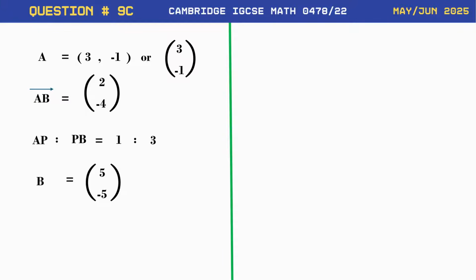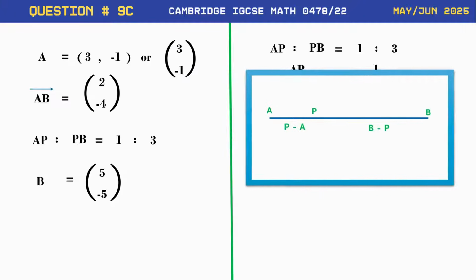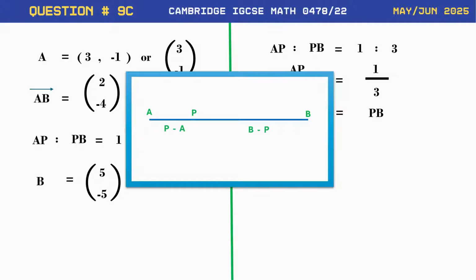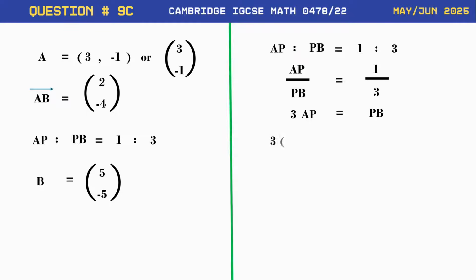Let's now focus on the given ratio between AP and PB, which is 1:3. The ratio can also be written in the form of division, like AP divided by PB equals 1 divided by 3. Let's cross-multiply and it will become 3AP equals PB. If we look at the position of P, we can write AP as P minus A and PB as B minus P. So our equation will become 3 into (P minus A) equals B minus P. Further simplifying, it will become 3P minus 3A equals B minus P, which means 3P plus P equals B plus 3A. That is 4P equals B plus 3A.